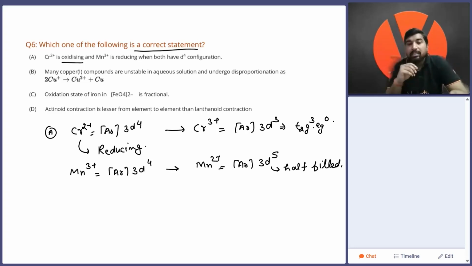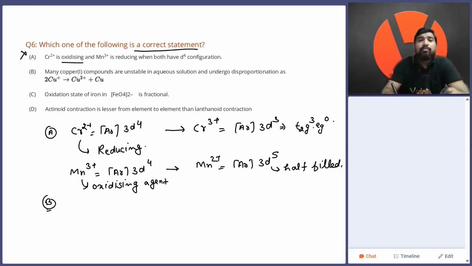Or we can cross check this data from the electrochemical series. It also says that it is an oxidizing agent. So it is a wrong statement if we talk about option B. Yes, many copper compounds are unstable in aqueous solution and undergo disproportionation. This is the right statement, which is given in the NCERT book.